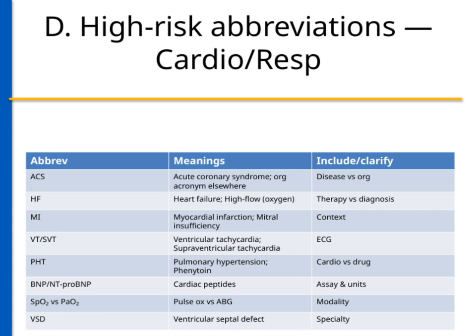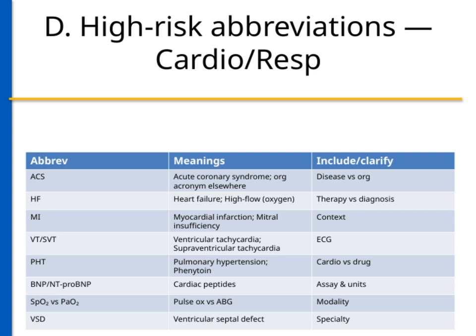Now, MI stands for myocardial infarction, commonly known as a heart attack, but it can also mean mitral insufficiency in a different setting. So, understanding the context helps us interpret these abbreviations correctly. Moving on, VT and SVT refer to types of abnormal heart rhythms seen on ECGs, ventricular tachycardia and supraventricular tachycardia. These are critical to recognize because they can be life-threatening. PHT is pulmonary hypertension, a condition involving increased blood pressure in the lungs' arteries, versus phenytoin, a medication used for seizures.